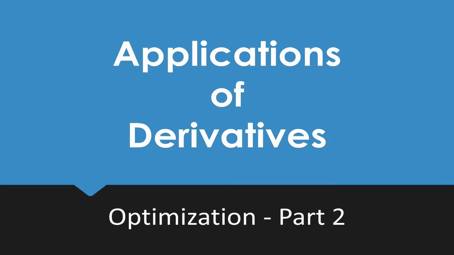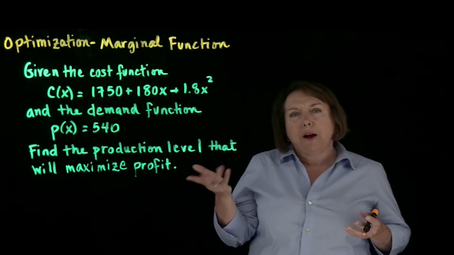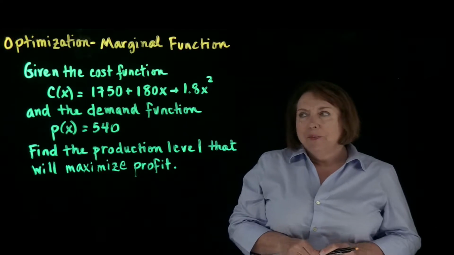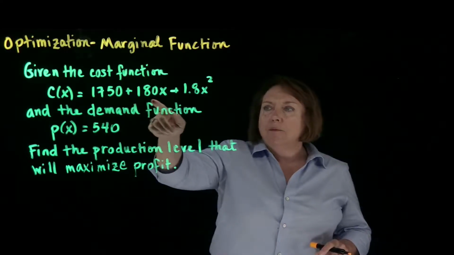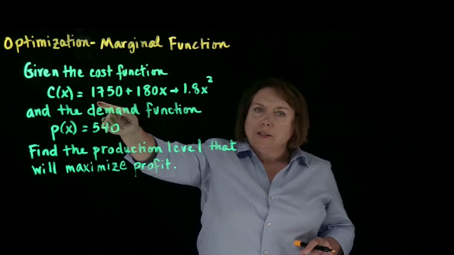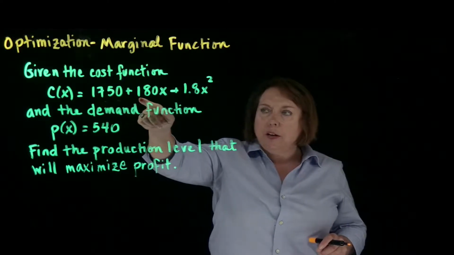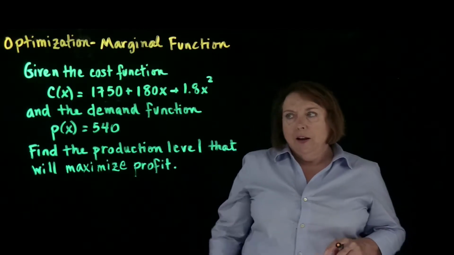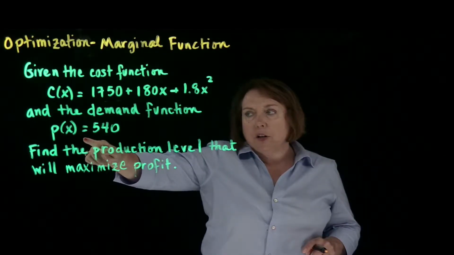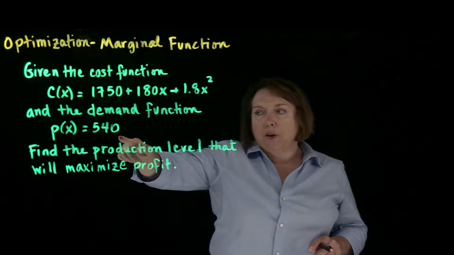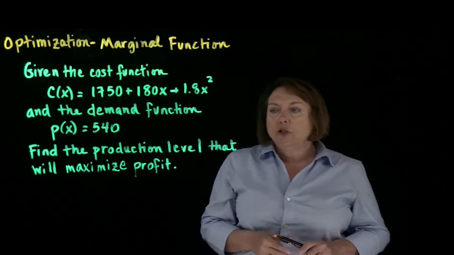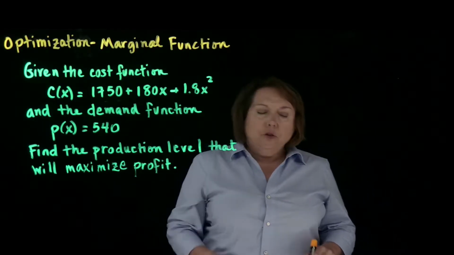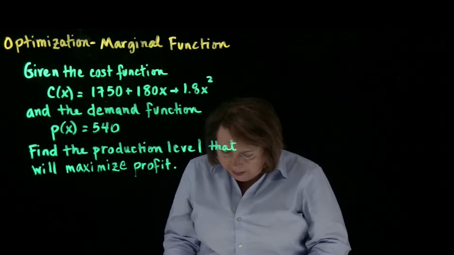Hi students, we want to try out another type of optimization problem, which is about marginal functions. Given the cost function, c of x is equal to 1,750 plus 180x plus 1.8x squared, and we're also given the demand function, p of x is equal to 540. We want to find the production level that will maximize profit.